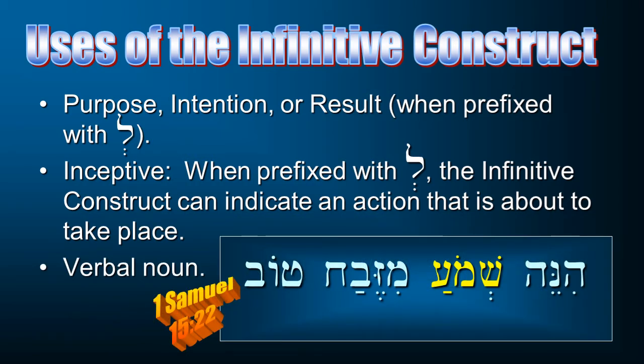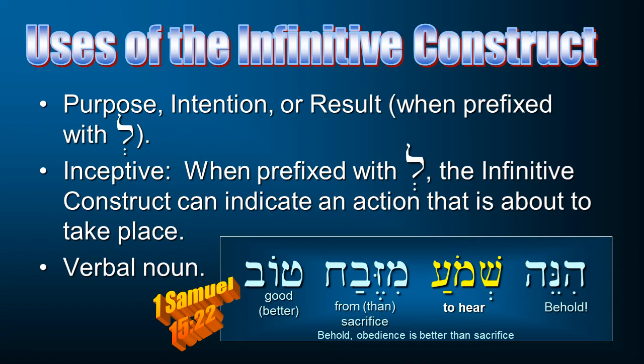It can also be a verbal noun, and here we have 1 Samuel chapter 15 and verse 22. Hinei, behold, shemoa, to hear, mizevach, better than sacrifice, tov, good. To hear is good, and we say is good from sacrifice. That doesn't make any sense. So we would say, behold obedience, because shema is to hear, but you say, well, doesn't it mean to hear is better than sacrifice? No, it's got the idea that when you're hearing, you are obeying.